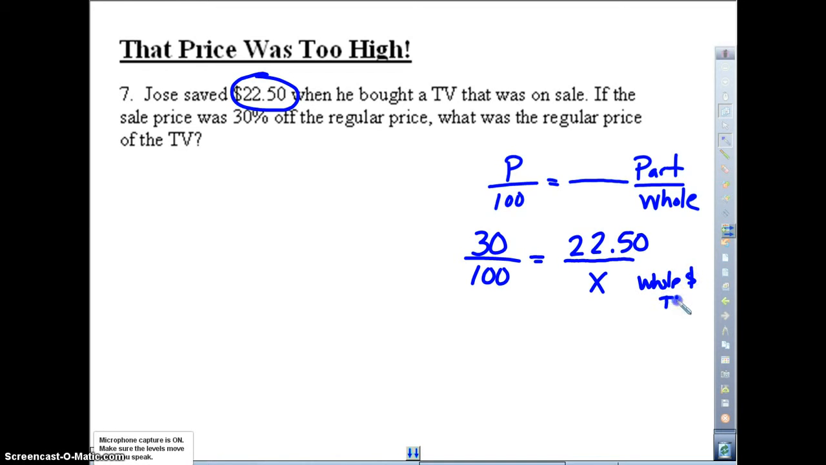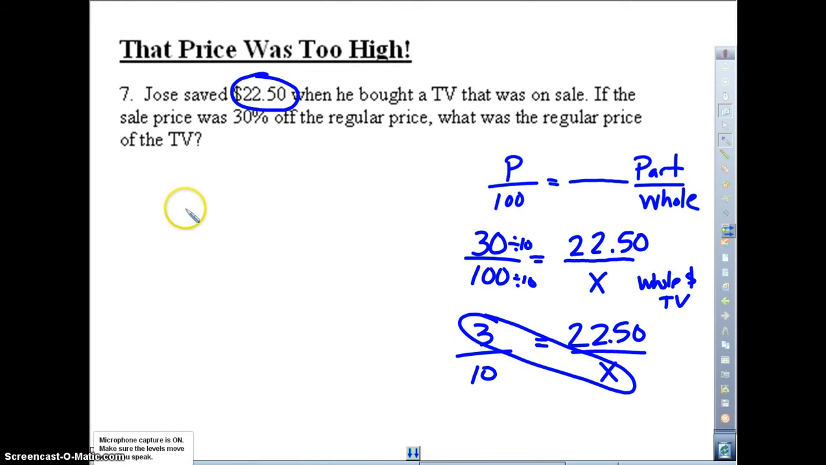All right, I think what I'm going to do is reduce this fraction. They're both divisible by what number? 10. So I get 3 over 10 equals $22.50 over X. How do you solve a percent proportion? Cross products are equal. 3 times X gives you the same answer as 10 times 22.50.